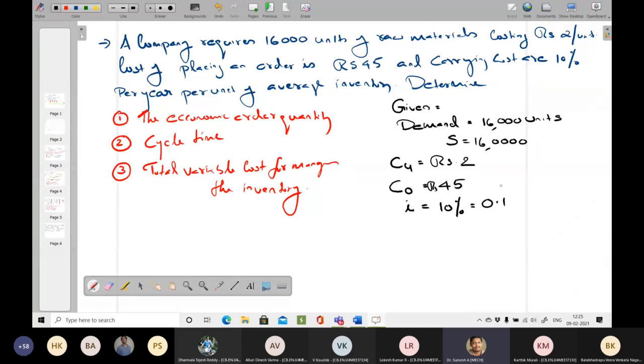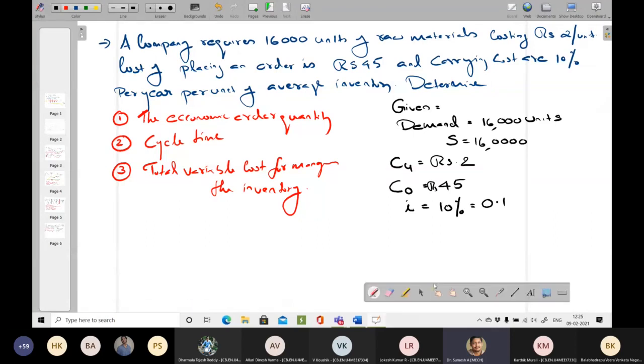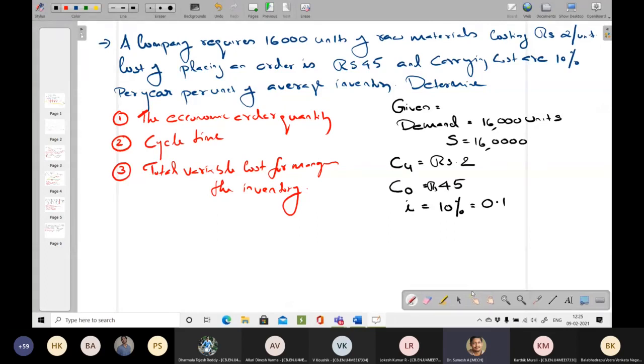So, EOQ. The equation is the square root of 2 into C0 into S divided by Cu into I. All data are known to us. Square root of 2 into C naught, which is 45, so 45 into 16,000, divided by Cu, which is 2, into 0.1.